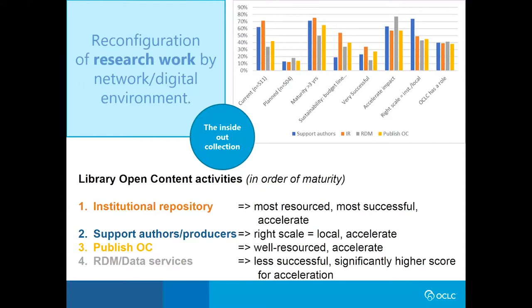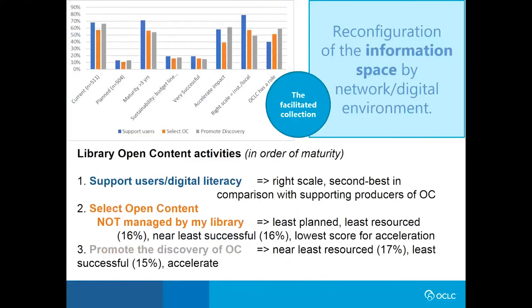Then we have the facilitated collection, and here that is supporting users to find open content, that is selecting open content not managed by my library, and that is promoting the discovery of open content. What is interesting to see here is that selecting open content not managed by my library is the least resourced, is near least successful, and has the lowest score for acceleration. So it seems that libraries are becoming less interested in selecting open content that is not managed by them. But on the other hand, promoting the discovery of open content is important to them.